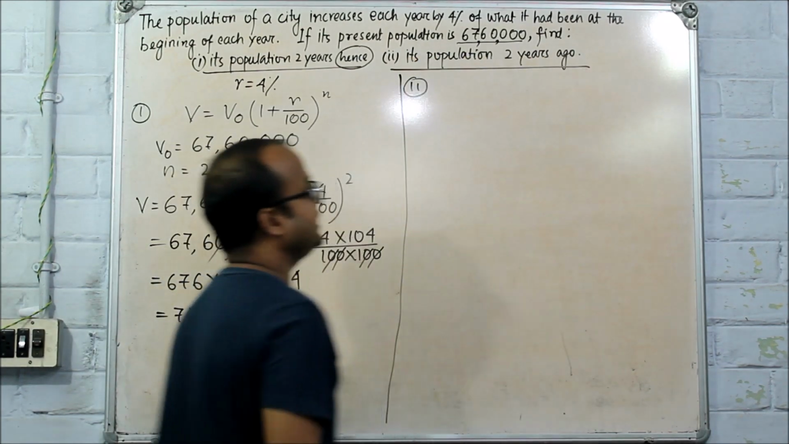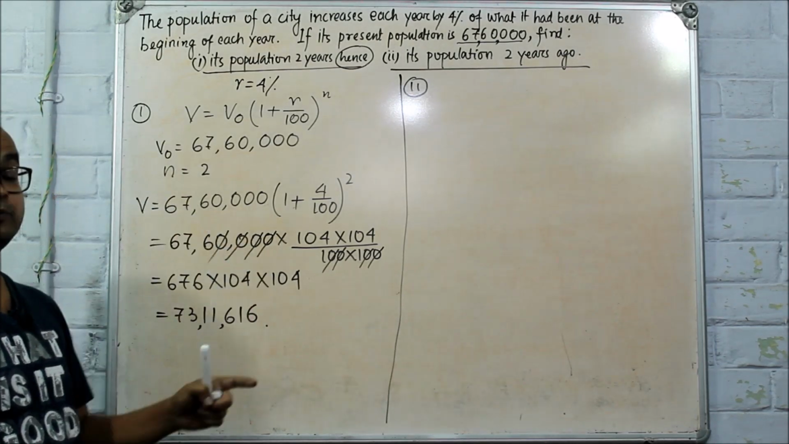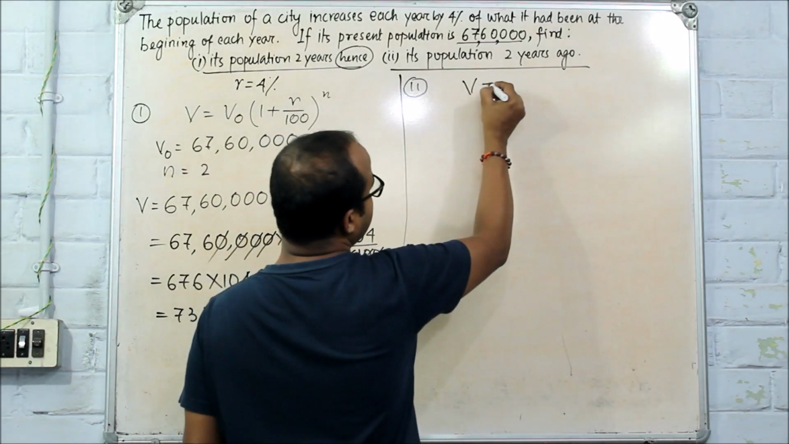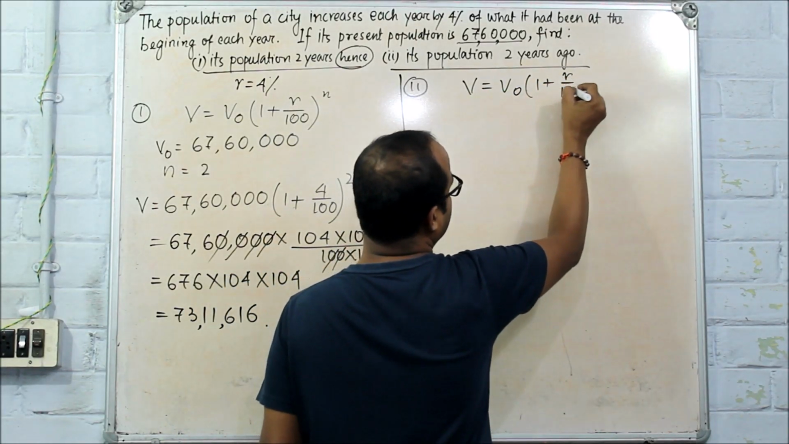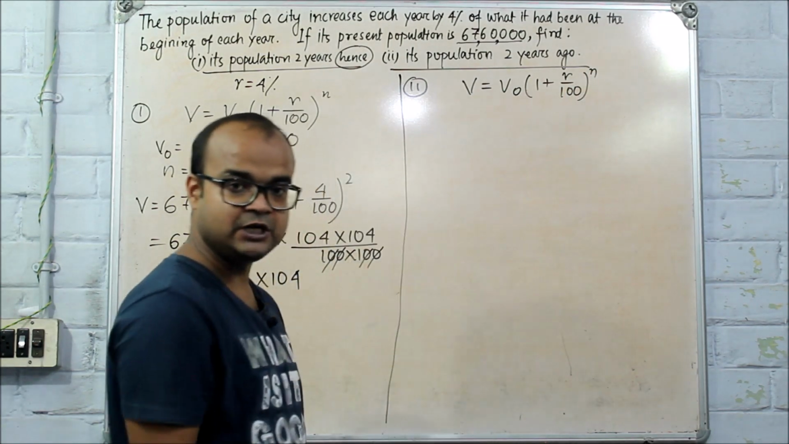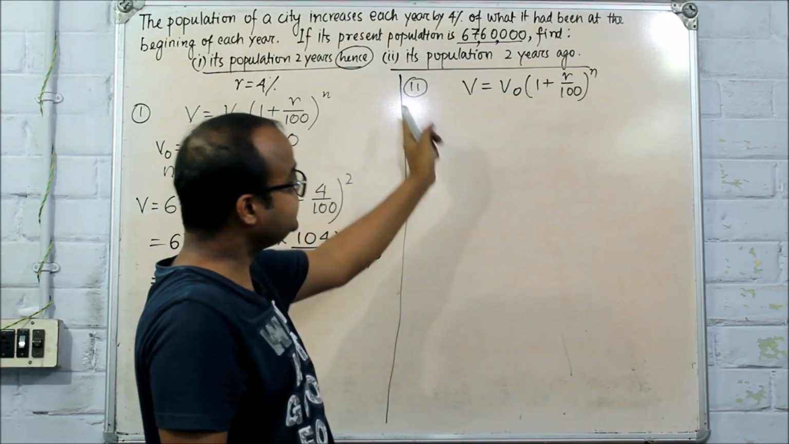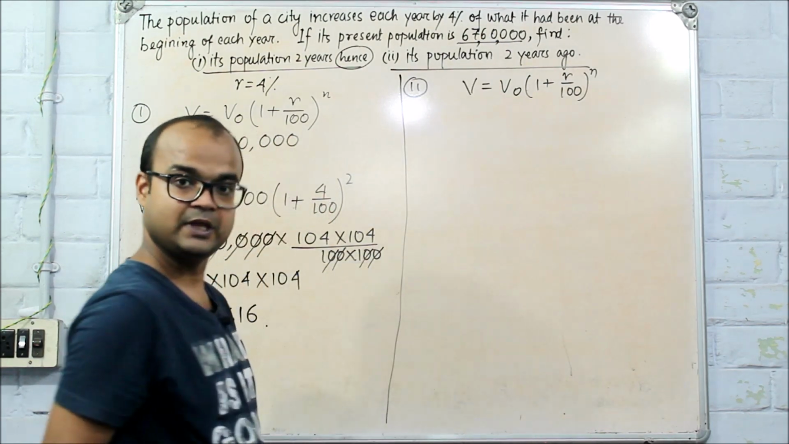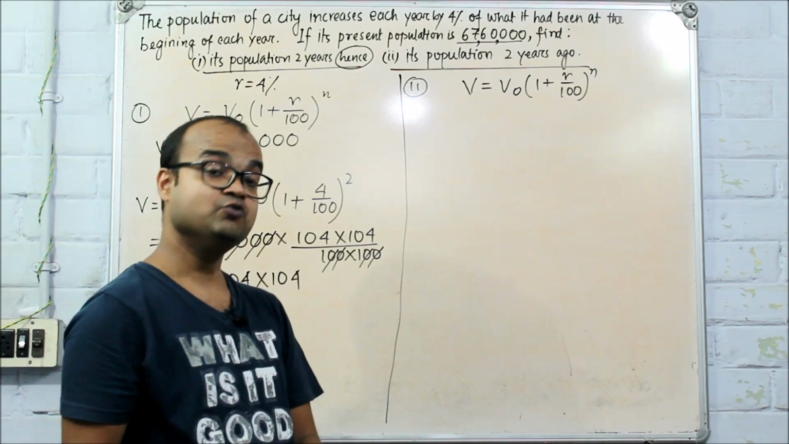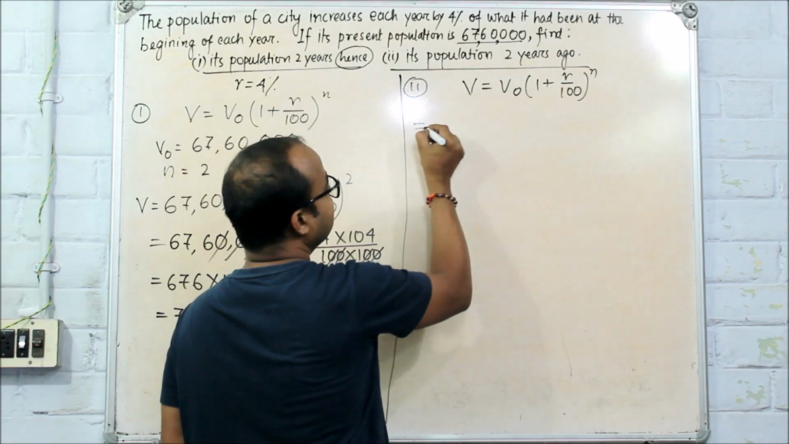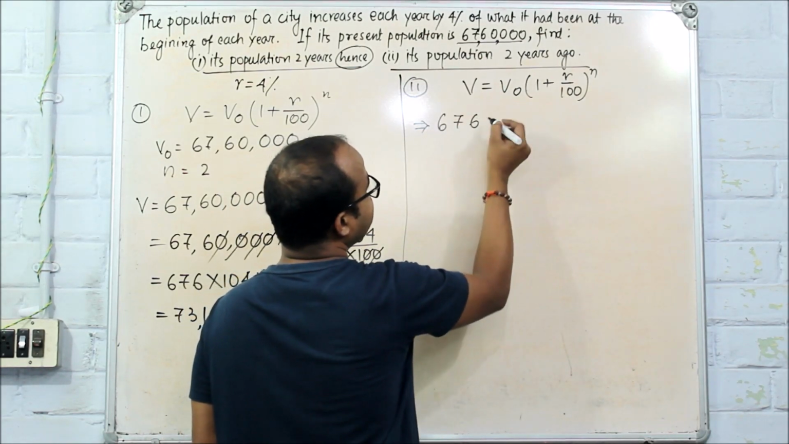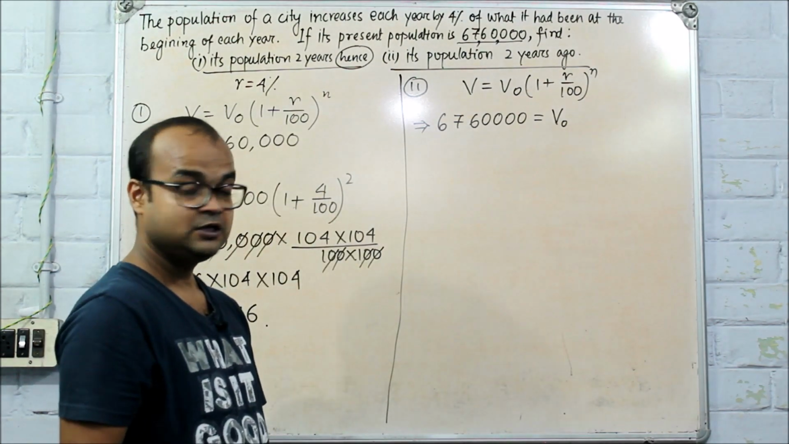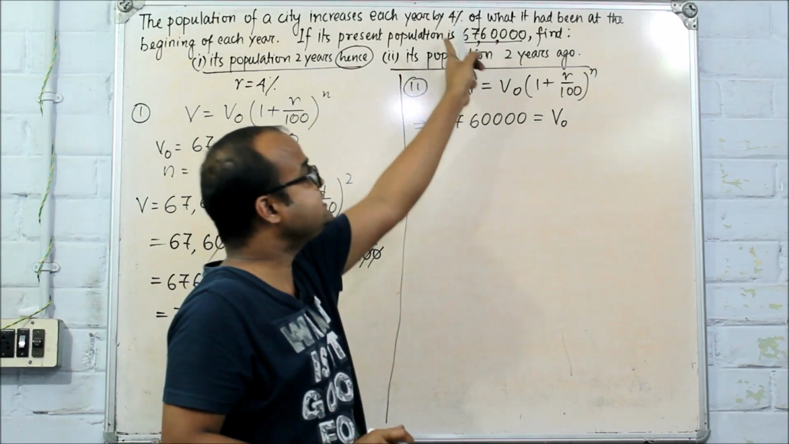Its population 2 years ago. So present population is given to you and the question is what is the population 2 years ago. So we apply the same formula, V is equal to V0 (1 plus R by 100) to the power n. Now V0 is the initial value and V is the final value. So 2 years ago, if this is the current population, this will be the value of V for this part. Because 2 years ago the population of the city was less than what it is today. So in this part we'll consider V as 67,60,000 is equal to V0. We need to find out V0 because population is increasing. So 2 years back population was less than 67,60,000.